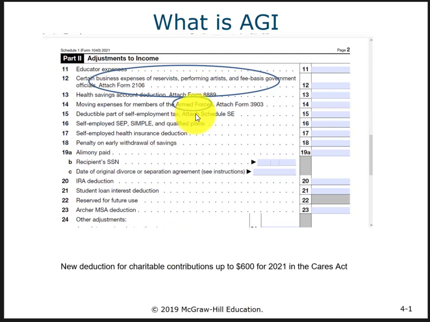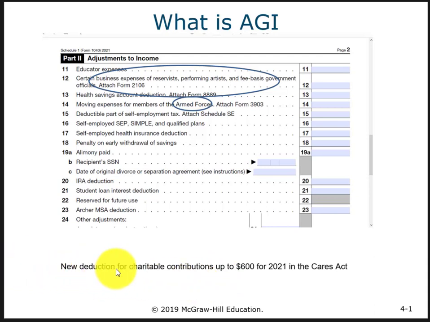Now, the other thing is we're going to talk about moving expenses, and we are going to do with this, even though it also used to be deductible for everybody, is now only deductible for members of the armed forces. So you see that circled to remind us, and we'll talk more about what goes into that later.